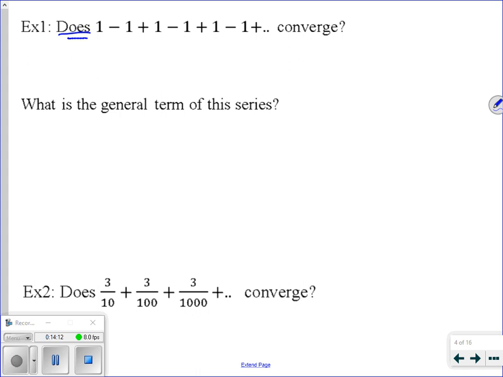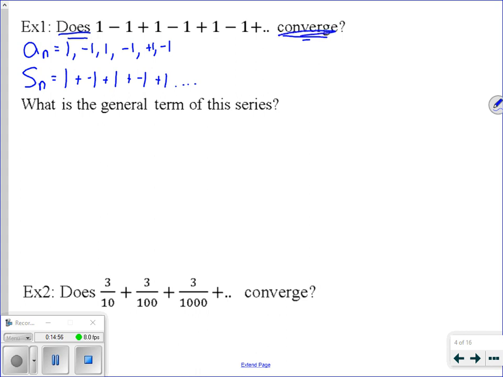It says, does this converge? This is a series because we are adding a bunch of numbers together. Here's what I mean. First of all, the list of numbers is 1, -1, +1, -1, +1, -1. It just goes on that way forever. The infinite series, we'll say, is me doing 1 plus -1 plus +1 plus -1 plus +1 and so forth.